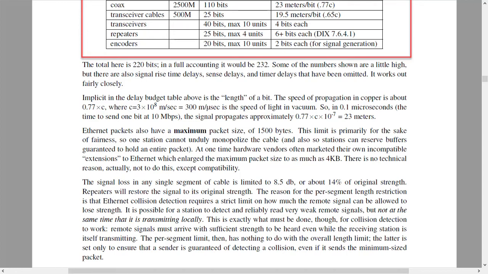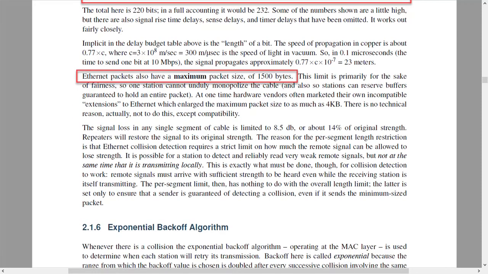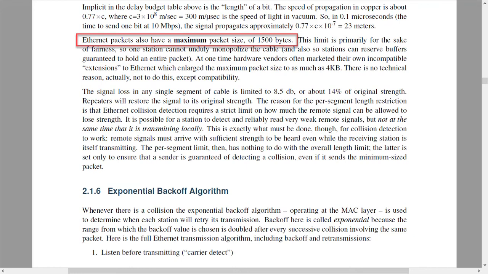This, however, is very important. A maximum packet size. So if you're transmitting stuff or if you're trying to figure out where the lag is coming from, you have to remember that each packet only holds 1500 bytes. That's not very much information. Okay? They do that on purpose. So therefore you can't lose anything.